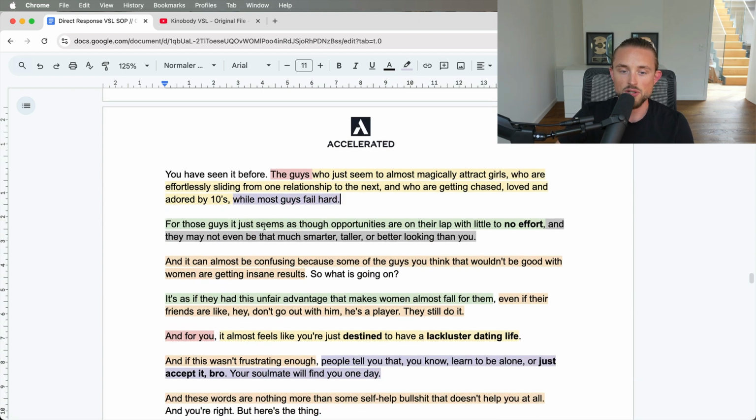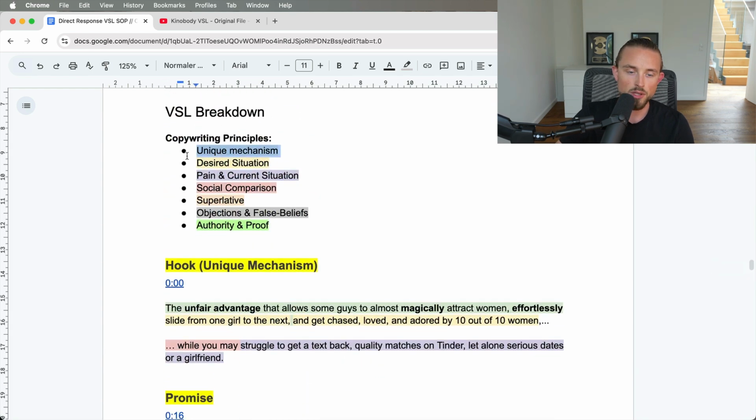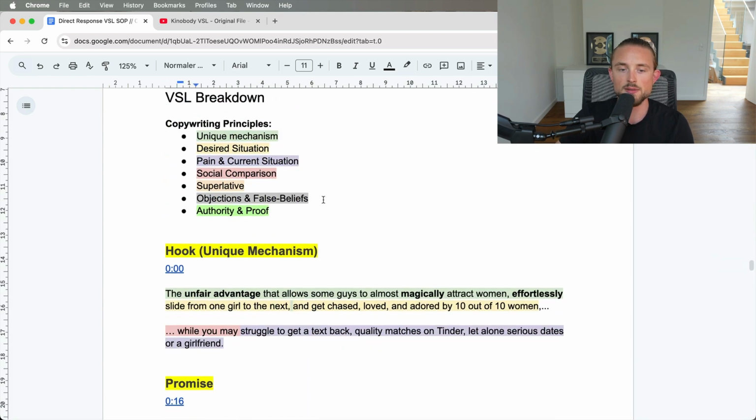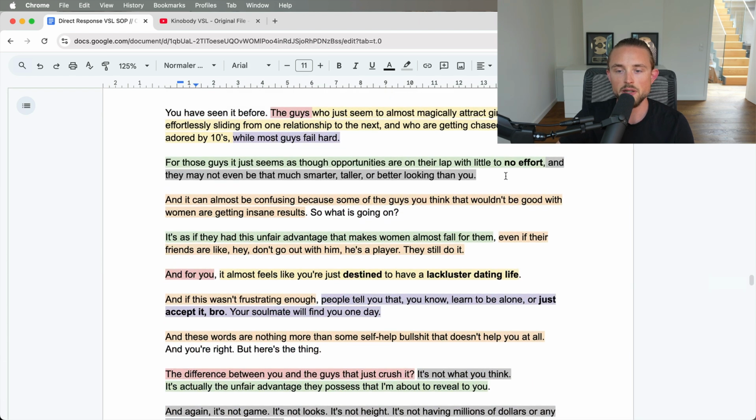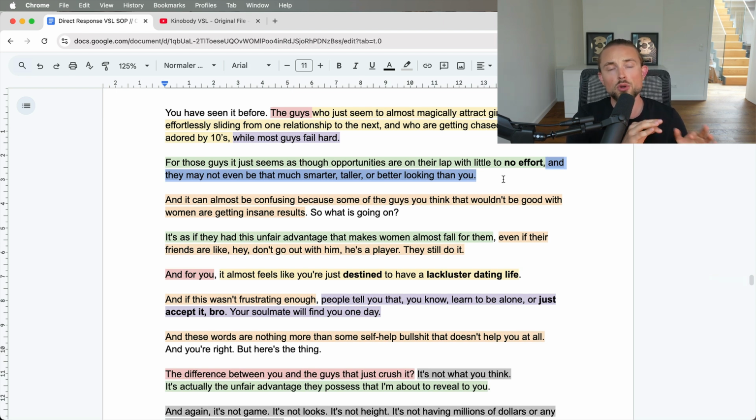For those guys, it just seems as though opportunities are on their lap with little to no effort, and they may not even be that much smarter, taller, or better looking than you, right? So what do we do here? We again talk about the unique mechanism, and then we start triggering their objections and false beliefs, right? And one of the objections and false beliefs that we found in the Reddit research is they always write, it's because I look bad, it's because I don't have money, it's because they're smart or whatever. So we start triggering their objections and false belief and say, no, it's nothing about that, it's something else.